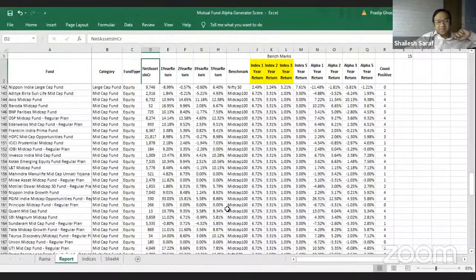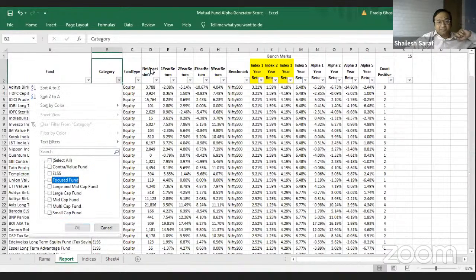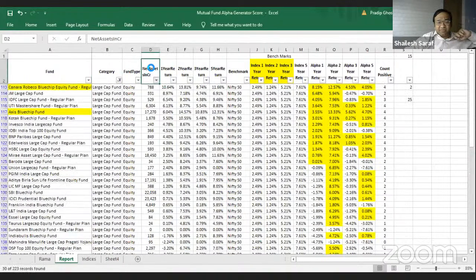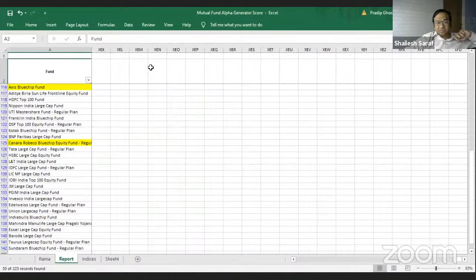Okay, so please check. I'll show you the data. Yeah. Large cap. The top 5 funds. Yeah. What? You don't want what?